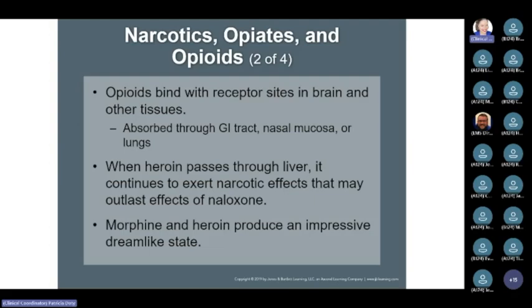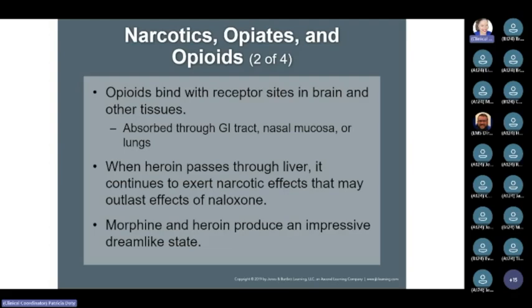When heroin passes through your liver, it's going to continue to exert narcotic effects that may outlast the effects of your Narcan. Heroin is abused for that euphoric effect that it sends out. Fentanyl is super potent.